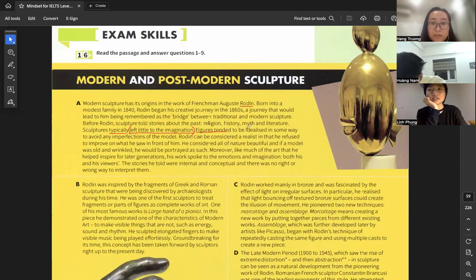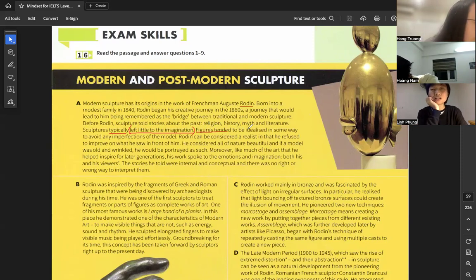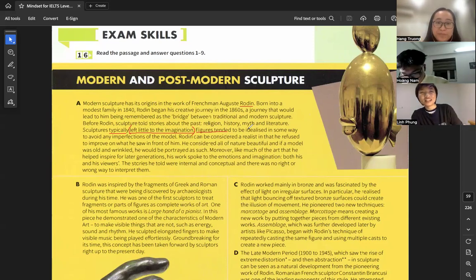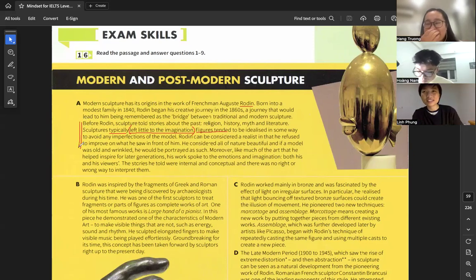But when I checked the answer, I found out it is false. So I saw the next line that said Rodin can be considered a realist, and he's opposite to the previous artist. So I persuaded myself that the previous artist should be not realistic because Rodin is a realist. Exactly. A lot of the time when I check the answer I suddenly understand why I'm wrong, but this time it's still quite confusing to me.